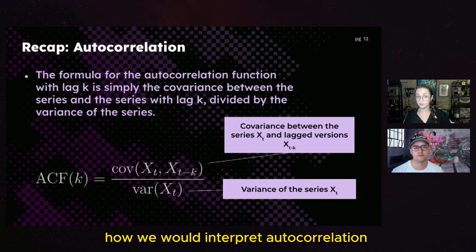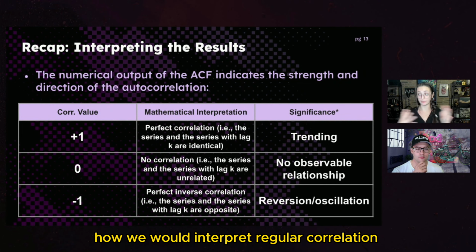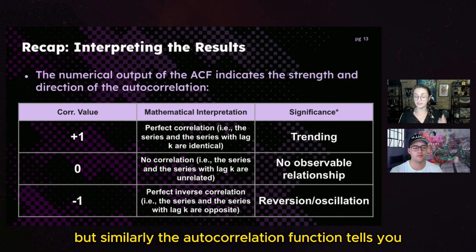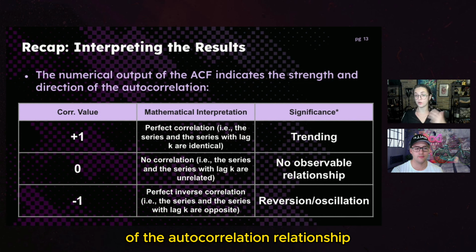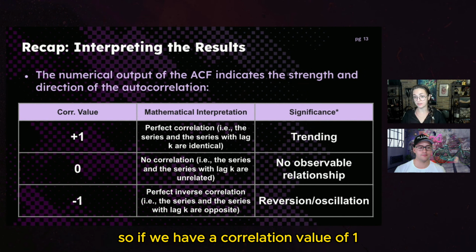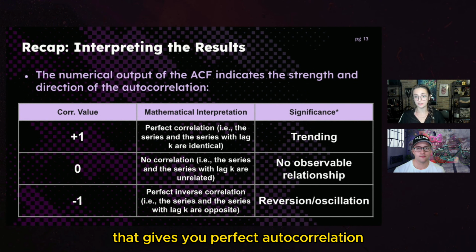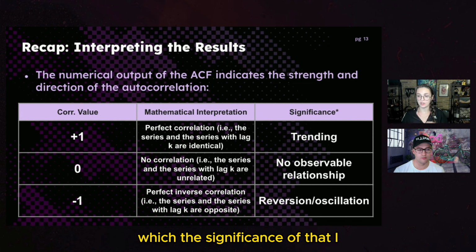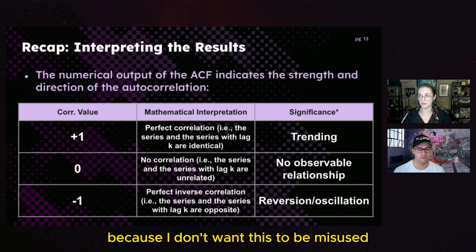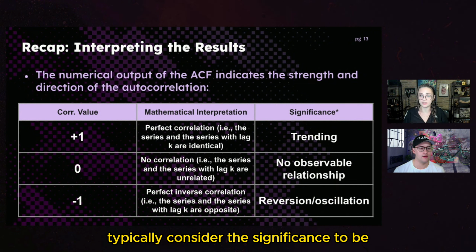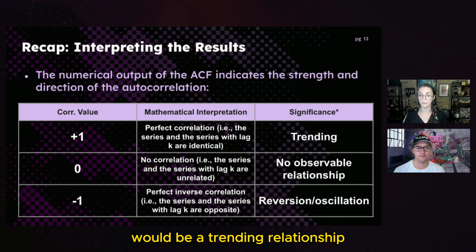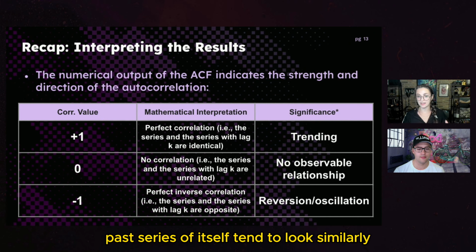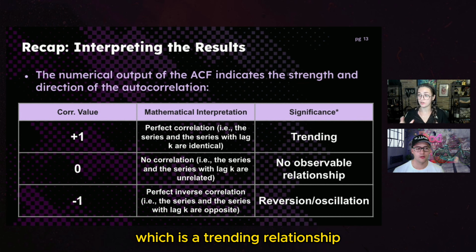Yes. How we would interpret autocorrelation is very similar to how we would interpret regular correlation. The autocorrelation function tells you the strength and direction of the autocorrelation relationship. If we have a correlation value of 1, that gives you perfect autocorrelation, so basically the series and the lagged version of itself are identical. I put an asterisk there because I don't want this to be misused, but what we would typically consider the significance to be is a trending relationship. This is how we identify trending to the upside or trending to the downside. So basically, past versions of the series tend to look similar or inversely similar to it, which is a trending relationship.